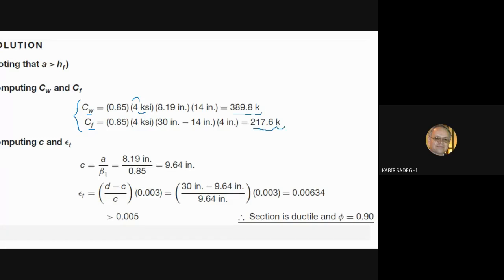For finding phi, phi, doesn't matter, they are the same. Phi is the original Greek word, phi is English. Therefore, for finding phi, you remember that we should find epsilon t, the strain at C, and then we calculate that. For calculating epsilon t, we need to calculate C first.